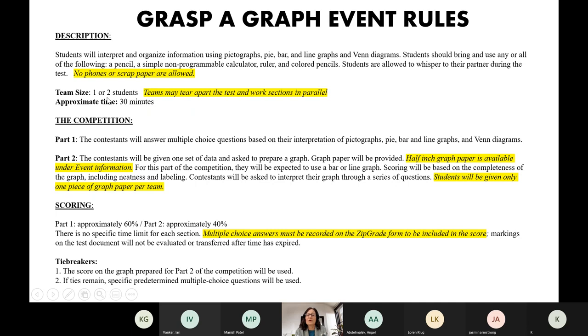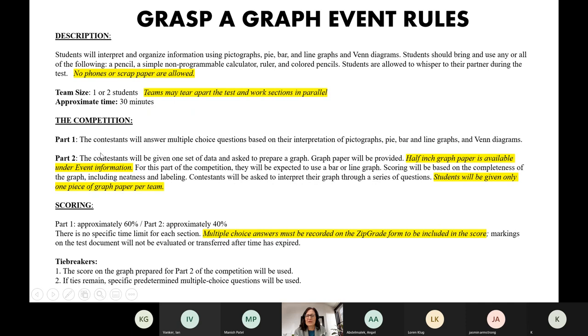You are allowed to have one or two students, and we've had as few as one, and they can finish. If there are two students, we do let them work in parallel, so they can tear the test apart and work on different sections simultaneously. Really quiet whispering is okay. I won't assume they're cheating if there's moderate whispering, but it's a test, right? So they need to know they're not interfering with others around them.